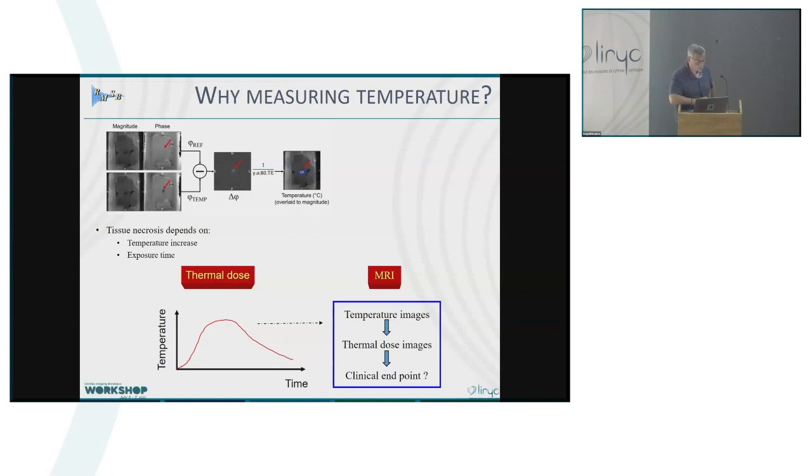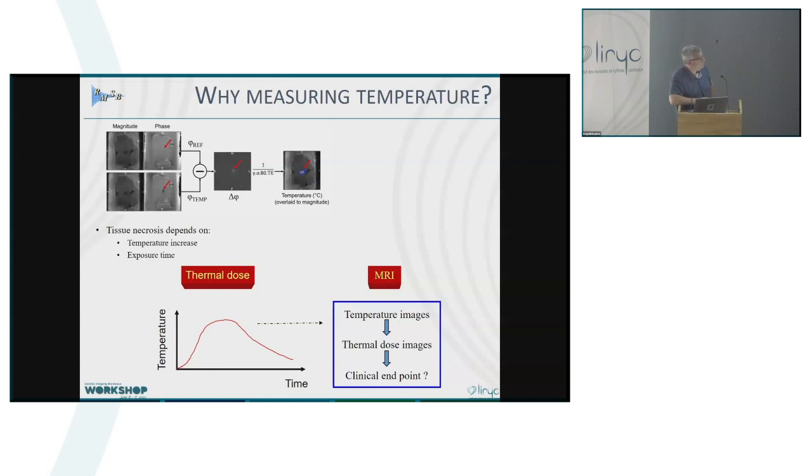So why do you want to do that? It's because if you're able to map the temperature change in space and time, then you're able to compute what we call a thermal dose. This is a temperature curve that you can measure in a single pixel as a function of time. It's a bit more complicated than that, but the idea is that the area under the curve gives you the accumulated thermal dose, and this can be used as a therapeutic endpoint.